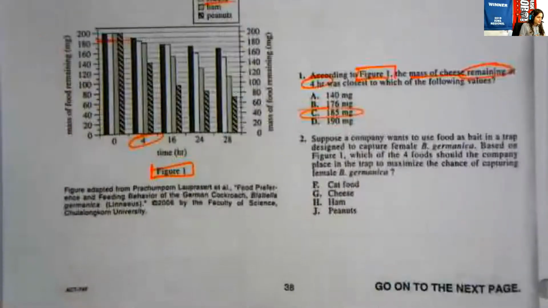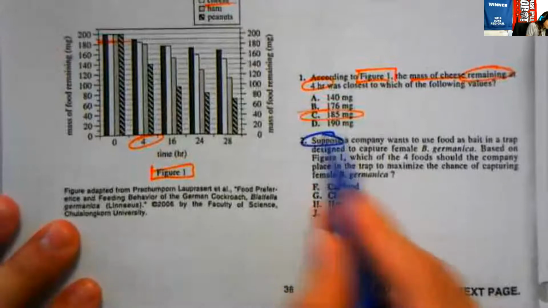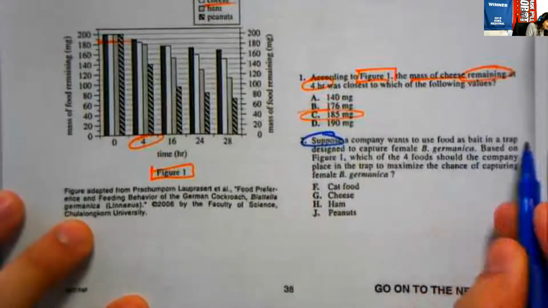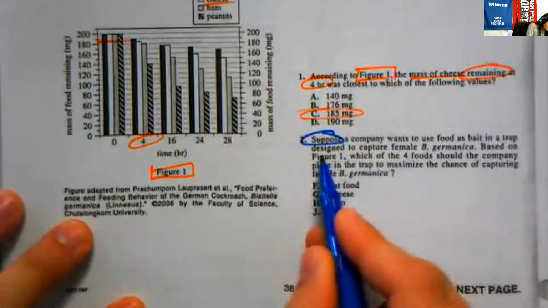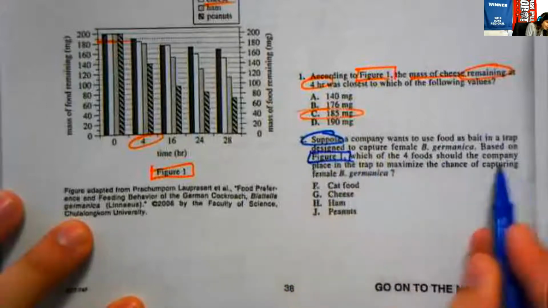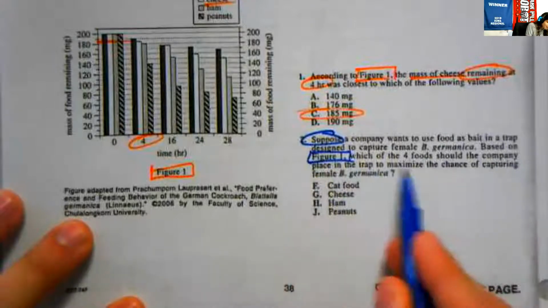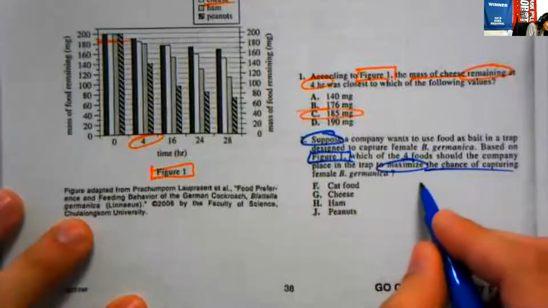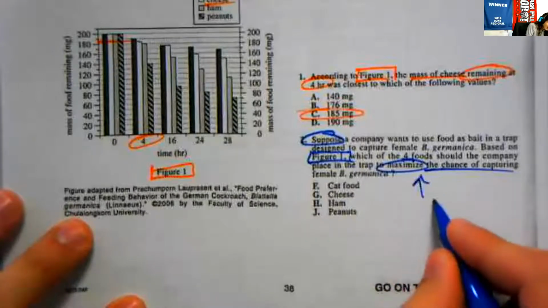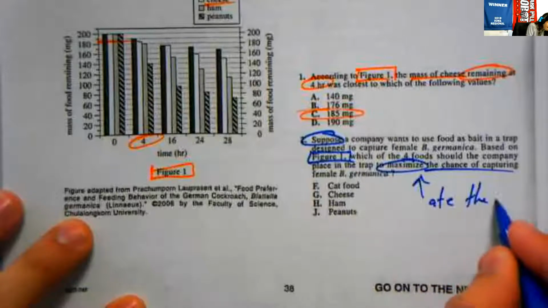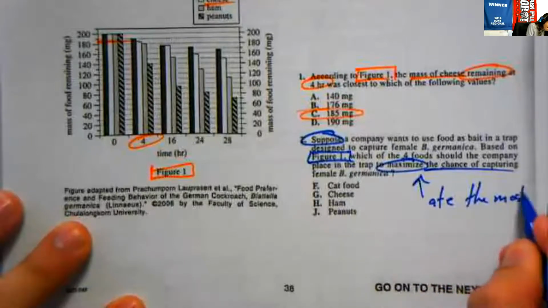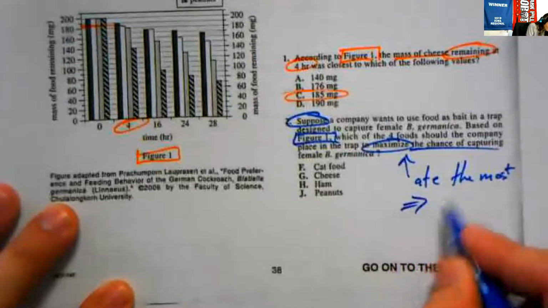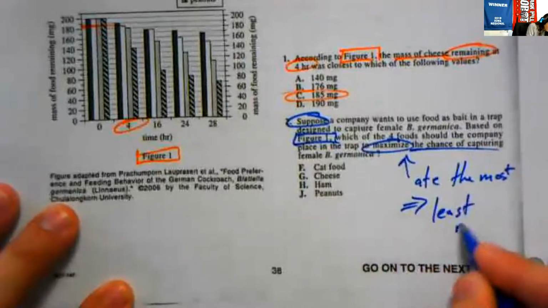Number 2. Suppose a company wanted to use food as bait in a trap. Okay, based on figure 1, which of the 4 foods should the company place in the trap to maximize the chance of capturing? The one that will maximize the chance of capturing, they ate the most, so will have the least remaining.